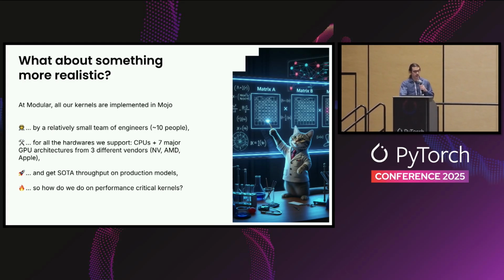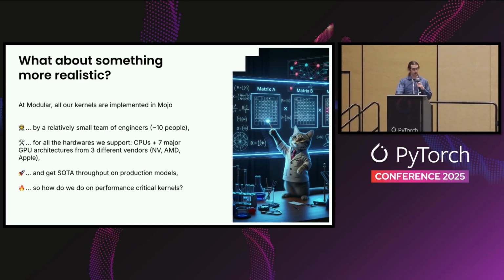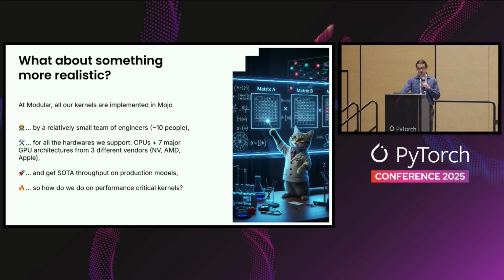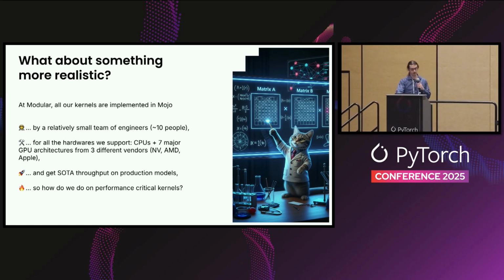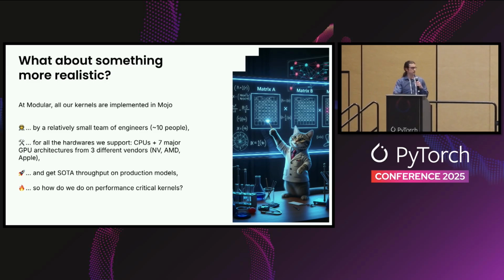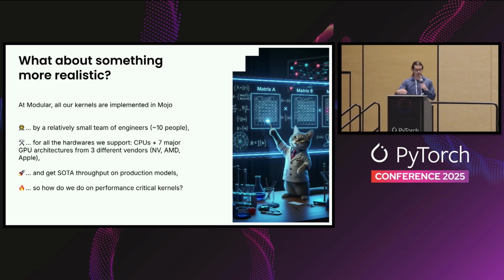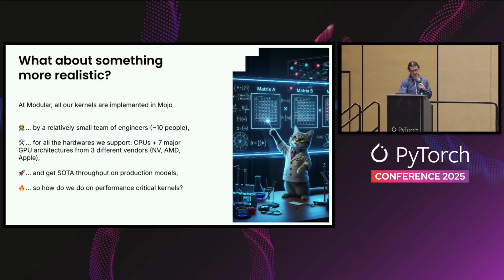And they are all maintained by a relatively small team of engineers, roughly 10 people. And that team maintains all of those kernels for all of the hardware that we support, which is CPUs and 7 GPU architectures for the 3 different vendors that we currently support. And we still manage to get state-of-the-art throughput on real production models. So in my mind, that is a strong indication of the productivity enabled by Mojo and the Max ecosystem.